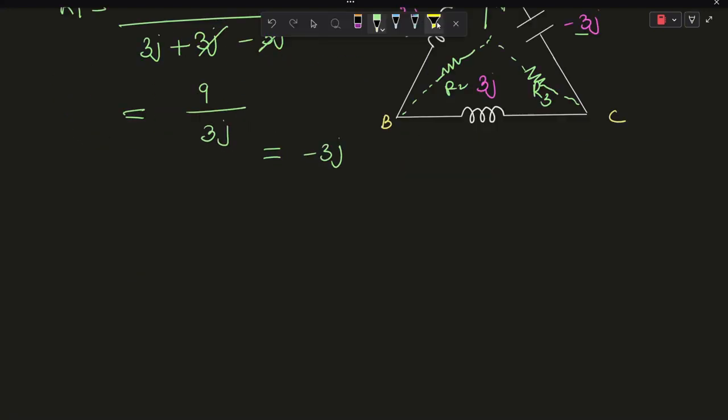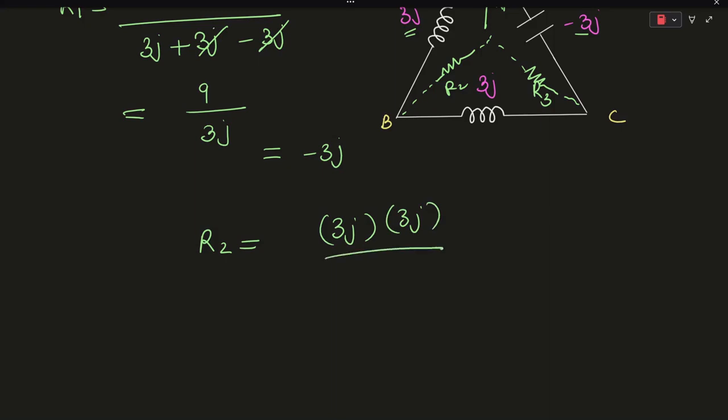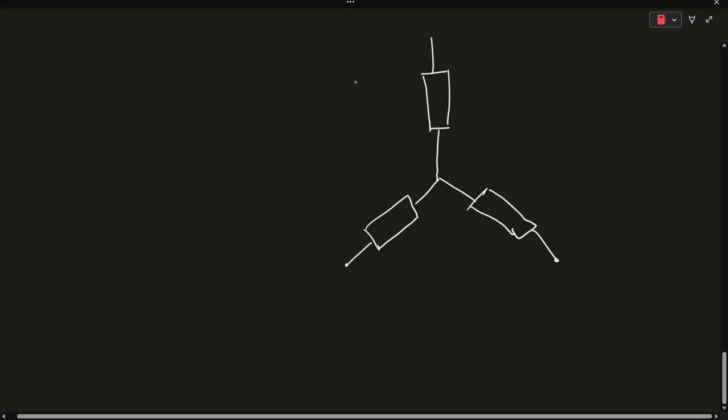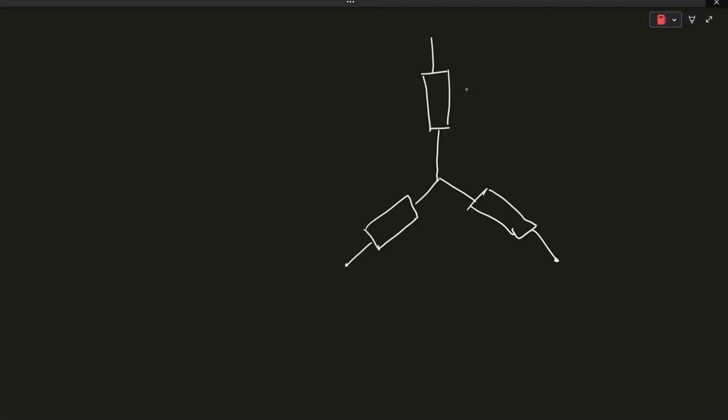Similarly, the value of R2 will be equal to 3J into 3J upon 3J, which is coming out to be 3J. Similarly, R3 will be equal to 3J into minus 3J upon 3J, so it is coming out to be minus 3J. So the equivalent star system of the above network will be minus 3J, 3J, and minus 3J.